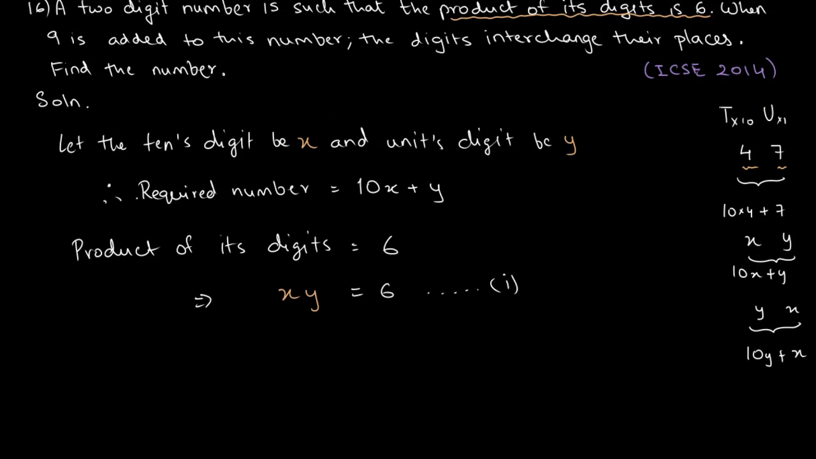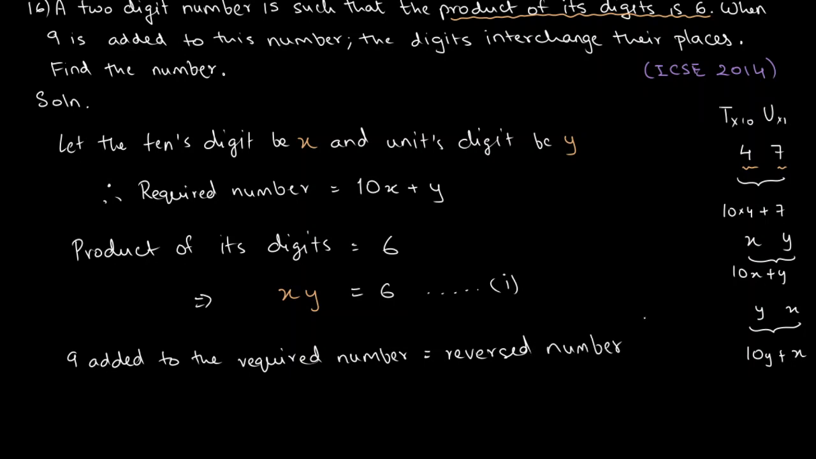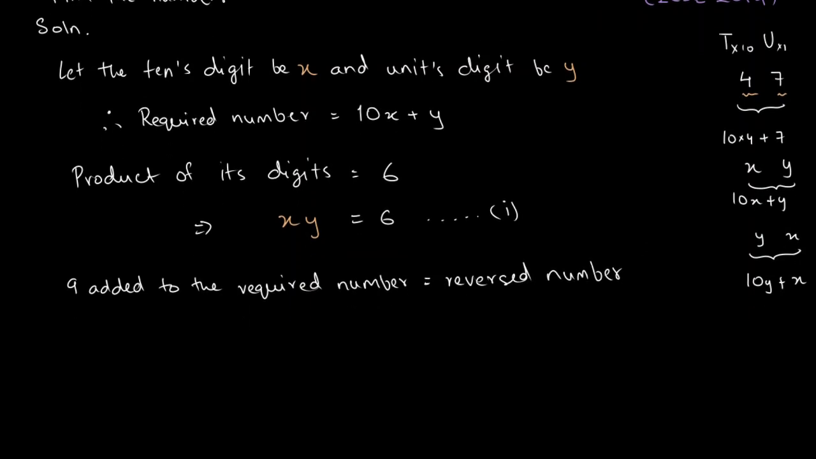Now when 9 is added to the required number, the digits interchange places. So that's basically the reversed number. The digits are interchanged, the number gets reversed. So 47 becomes 74 basically. So 9 added to the required number.